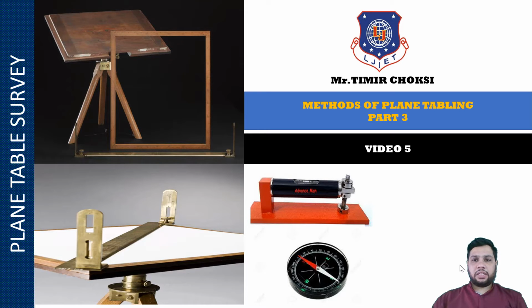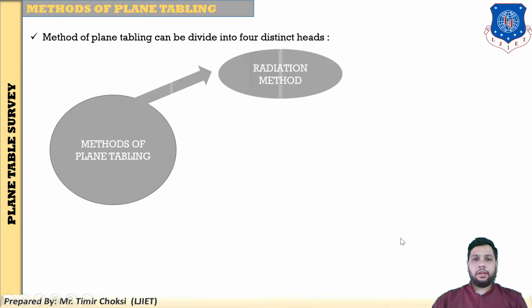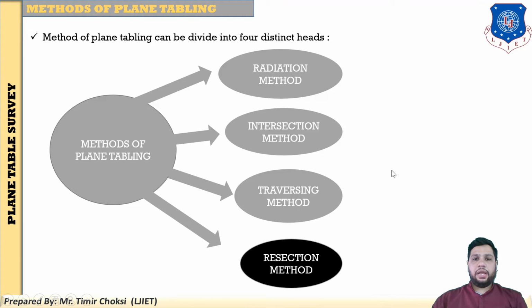In the last session, session number 4, I started the resection method. First, let me repeat the four major methods: the radiation method, intersection method, traversing method, and resection method. In session number 3, I explained radiation, intersection, and traversing. In session number 4, I started the method of resection.